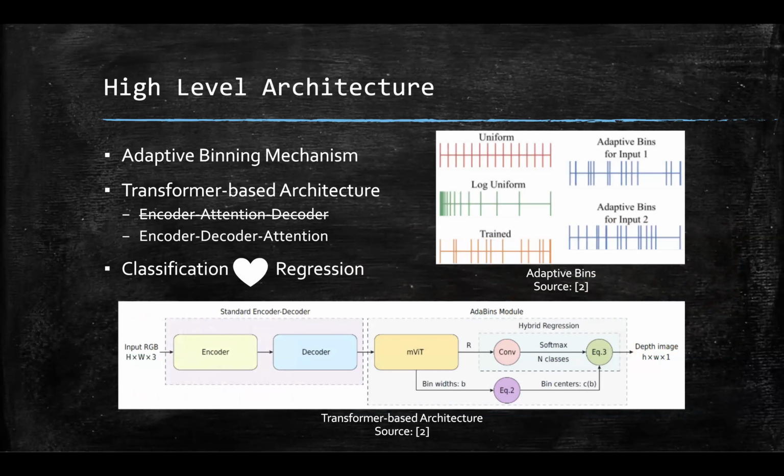Now, AdaBins introduces several key innovations to the field of monocular depth estimation. First, the adaptive binning mechanism revolutionizes how we approach the problem of discretizing depth. Instead of predefining bin sizes, which may not suit every scene, AdaBins dynamically adjusts bin sizes during inference, allowing, of course, for more precise depth predictions tailored to each unique image.